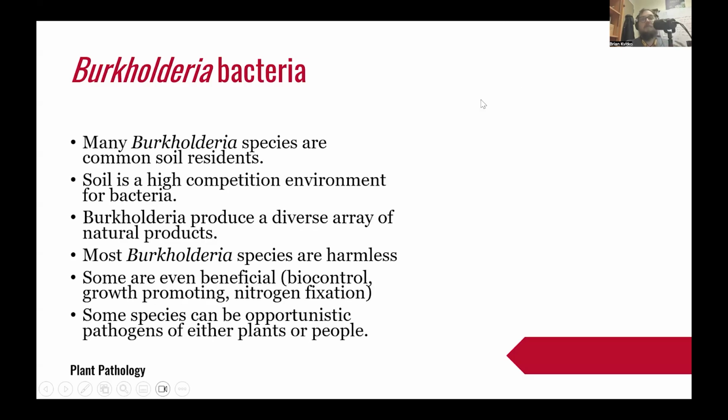Now, many Burkholderia species are just common soil residents. In a normal, healthy soil, you would have Burkholderia present. Soil is a really high competition environment for bacteria. It's actually one of the most diverse ecosystems we're aware of, most diverse microbial ecosystems. Now, how do they survive in this very challenging, high competition environment? Well, some of those features I mentioned, like being very resistant to antibiotics, like being very metabolically flexible. But they also produce a diverse array of natural products. Now, what are those?